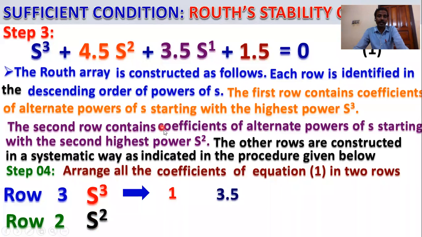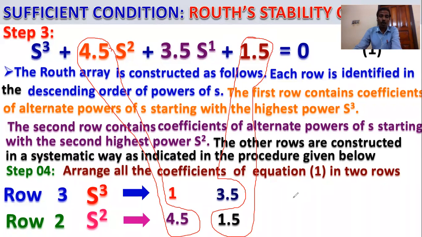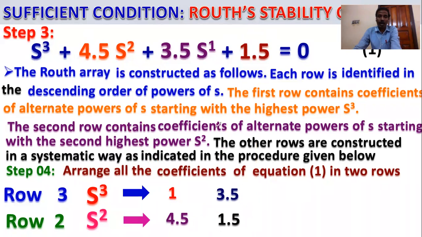Row number 2 starts from s square. The first coefficient is 4.5 and the second coefficient is 1.5, which is the constant, the s to the power 0 coefficient. So the first row has coefficients 1 and 3.5, and the second row has 4.5 and 1.5.